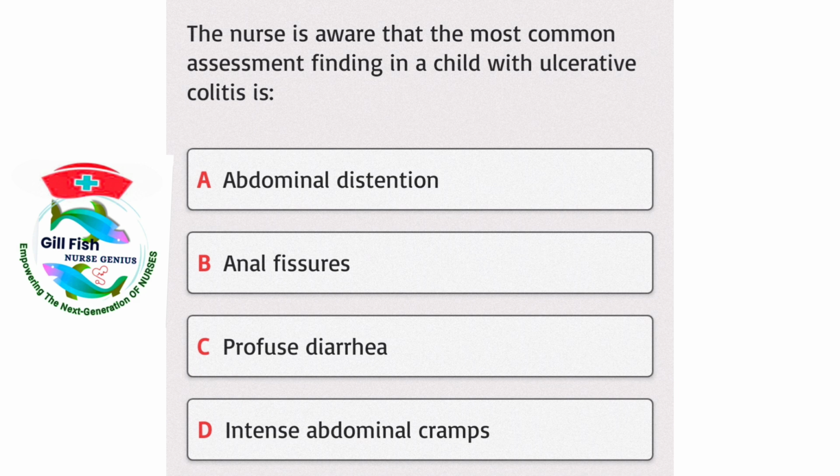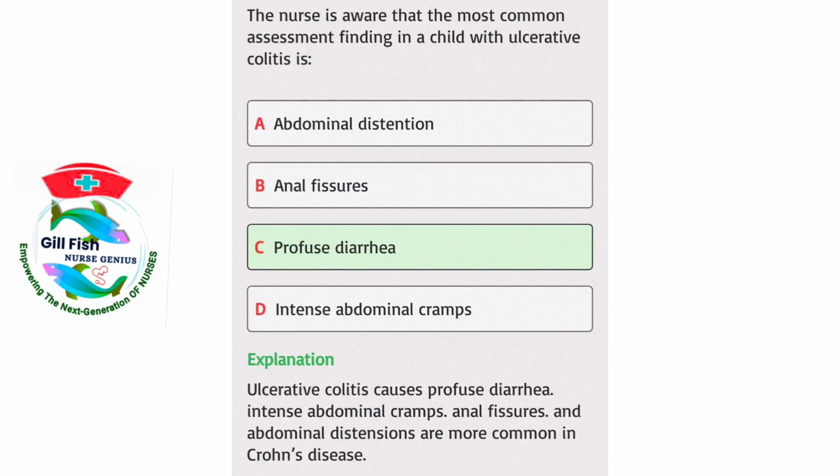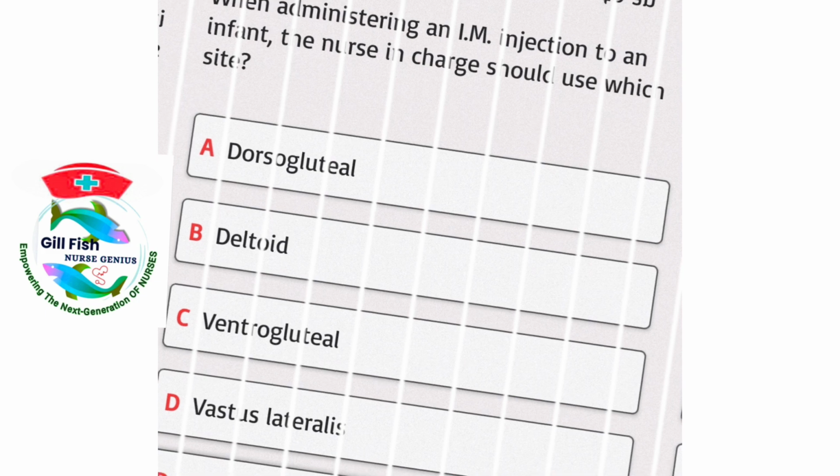If you look at the question, the baby is having ulcerative colitis. The colon is already inflamed. So what could be the main symptom that is going to develop? Usually what is it getting? Option C, profuse diarrhea will be the correct answer. Move on to the next question.